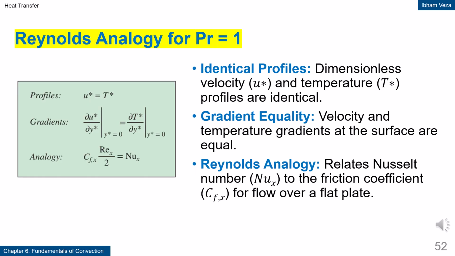Reynolds analogy for Prandtl number equal to 1. The dimensionless velocity and temperature profiles become identical. Under this condition, the velocity and temperature gradients at the surface are also equal. The Reynolds analogy links the Nusselt number to the surface friction coefficient. This analogy shows the direct relationship between momentum transfer and heat transfer. This concept is very useful for estimating heat transfer from friction data.